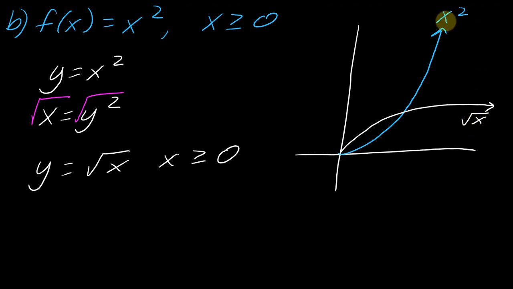So if I didn't restrict the domain on this x squared, I wouldn't actually be able to find the inverse of this. Because if I actually extend the parabola like this, this function, as we know, is not one-to-one. So that's why we have to make those restrictions, and then that's why this example works.